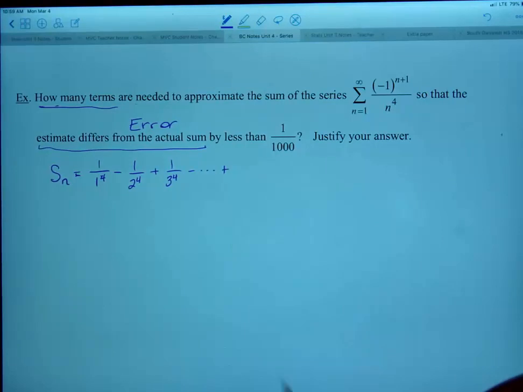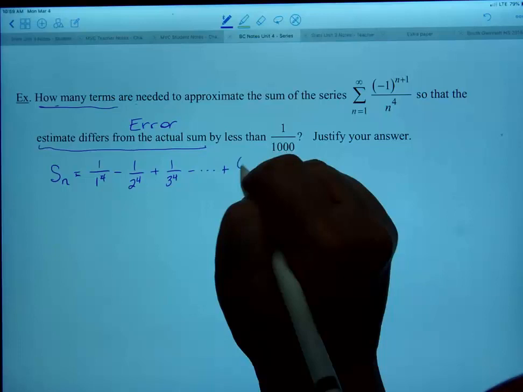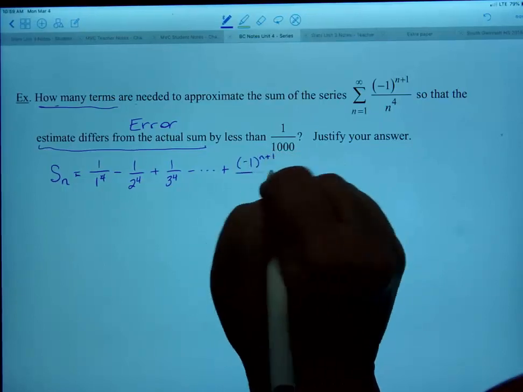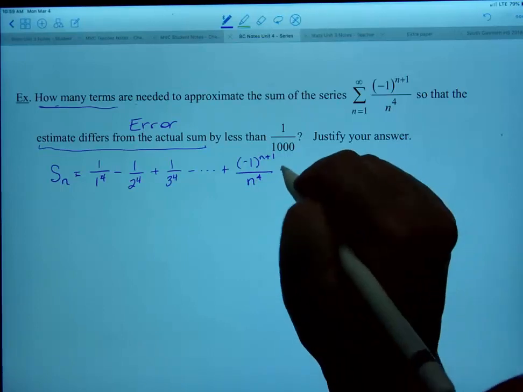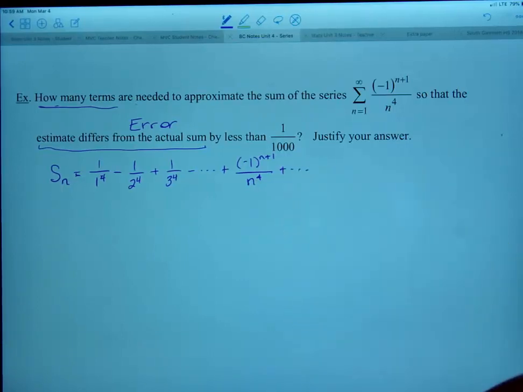And the nth term is going to be what you see in the sigma: negative 1 to the n plus 1, over n to the 4th, plus. And they actually like you to say that it keeps going past that, because it does. Now, just out of curiosity, if it wasn't alternating, what kind of series would it be? A p-series. Very good.